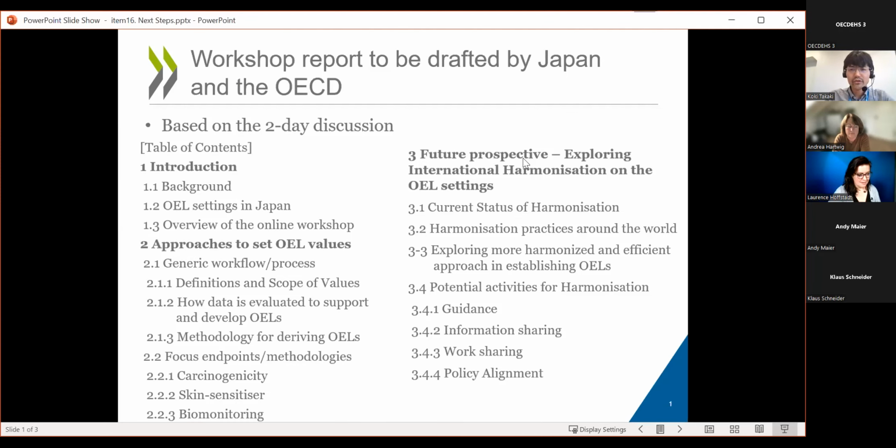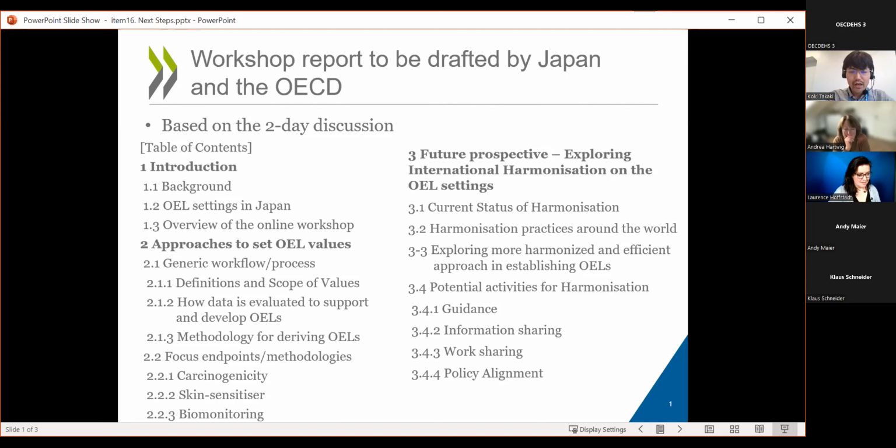Yes, and after this workshop, Japan NIOSH and the OECD will draft the workshop report, based on the two-day discussions and reflecting your fruitful input into each chapter. I will show you the table of contents. After the introduction, at first, we will focus on the approach to set OEL values, mostly discussed on day one, to develop a general workflow and process, divided into three main steps: definitions and scope of values, how to evaluate data to support and develop OELs, and methodology for deriving OELs.